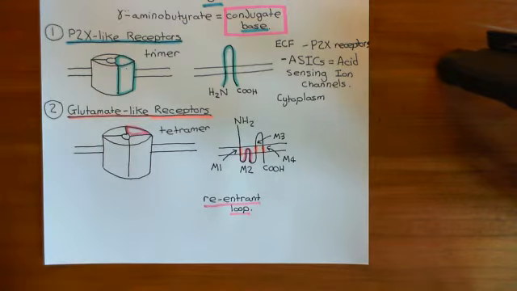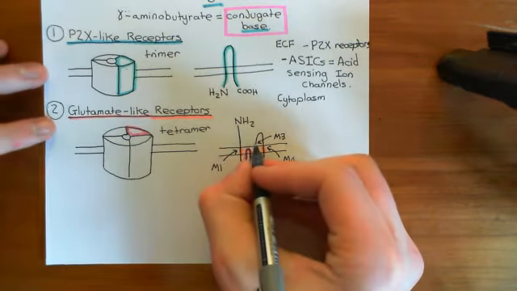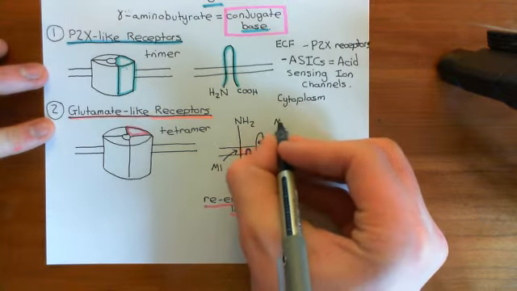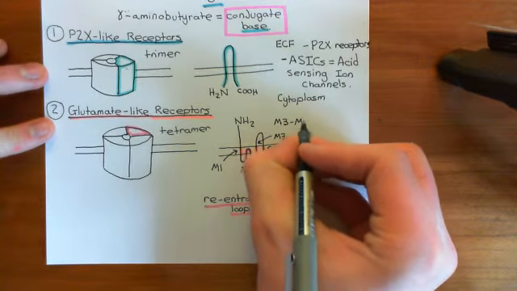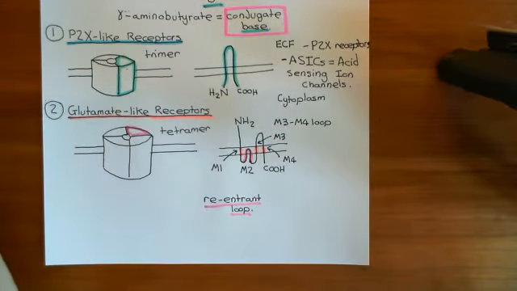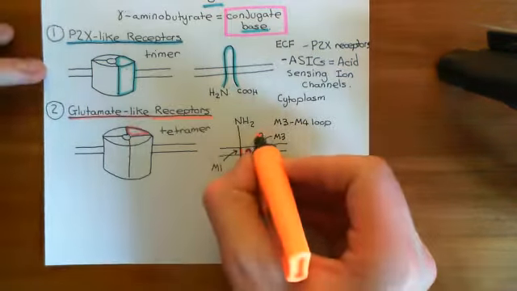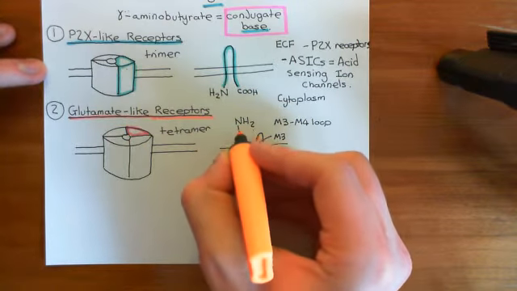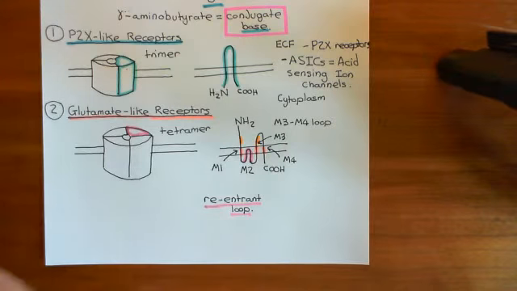Something else that's important about these subunits of glutamate-like receptors is that this loop in between M3 and M4 is known as the M3-M4 loop. A portion of this M3-M4 loop, which I'll colour in orange here, is going to interact with a portion of this pre-M1 region here, also shown in orange.